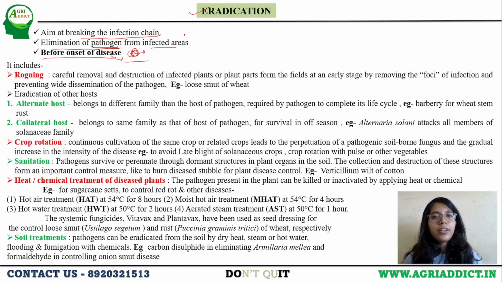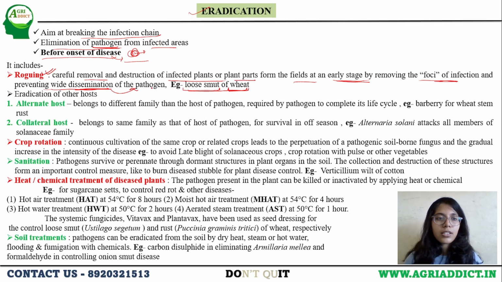What are the methods that come under eradication? The first method is roguing. What do you mean by roguing? Roguing is the removal of the infected plants or plant parts from the fields at the early stage, so that the source of the infection or the inoculum is removed, and it prevents the dissemination, that is the dispersal, of that pathogen. For example, in loose smut of wheat, if we see an ear of wheat affected by loose smut, we completely uproot that plant and remove it from the field so that it prevents the dispersion of that pathogen.